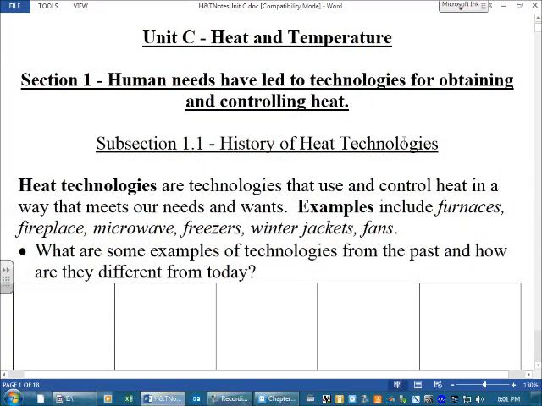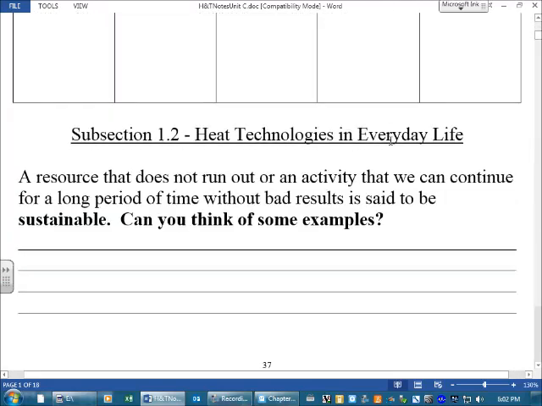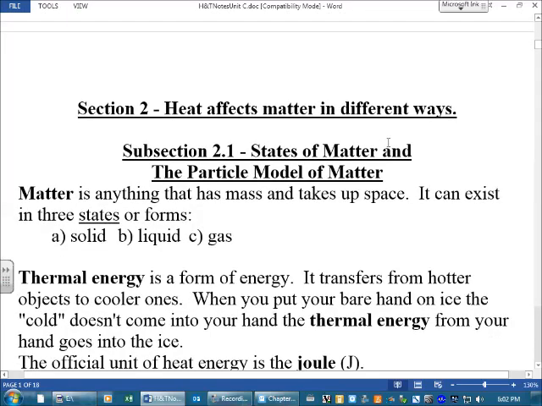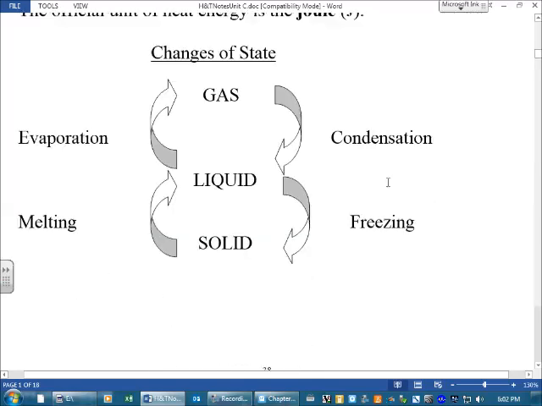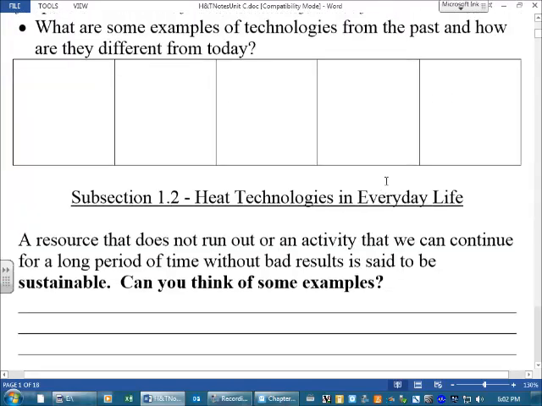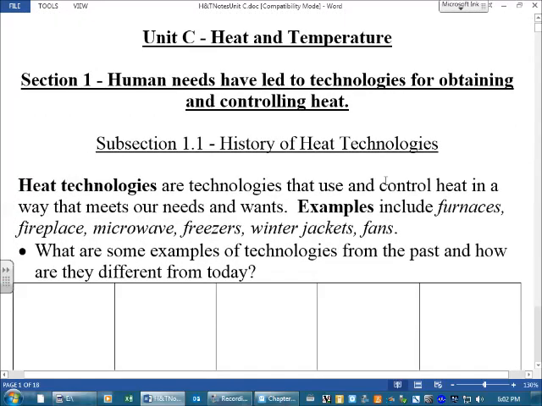Welcome to the heat and temperature unit of the grade 7 science curriculum in Alberta. My version anyways. This little video is going to go over what heat technologies are and why we consider them heat technologies. We're going to look at some examples, and then we're going to look at what matter is and the states of matter as well as changes of state. So that's what we're going to cover in this video right here.